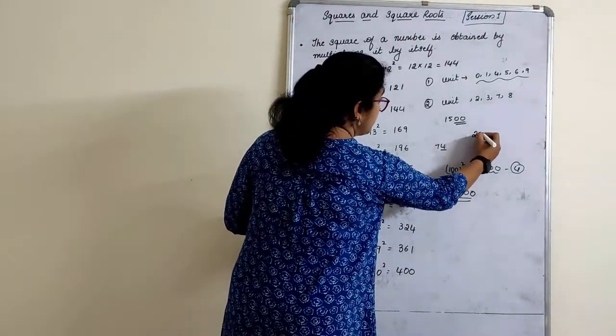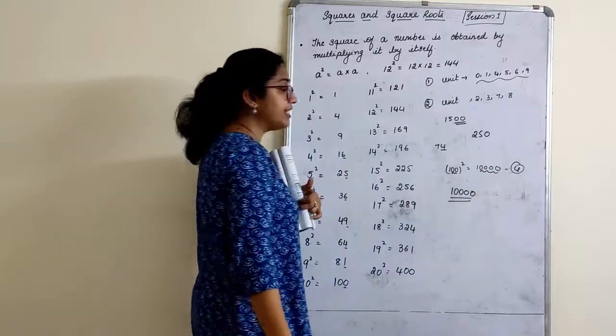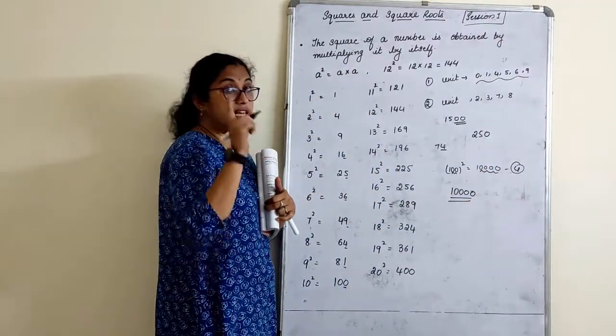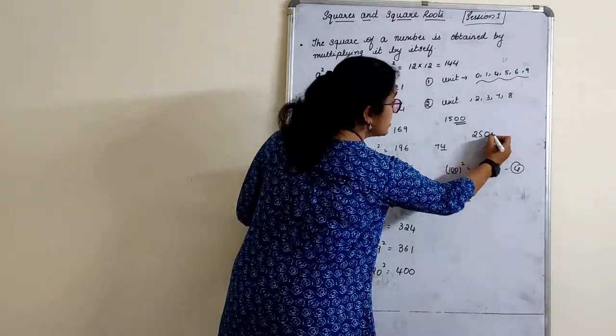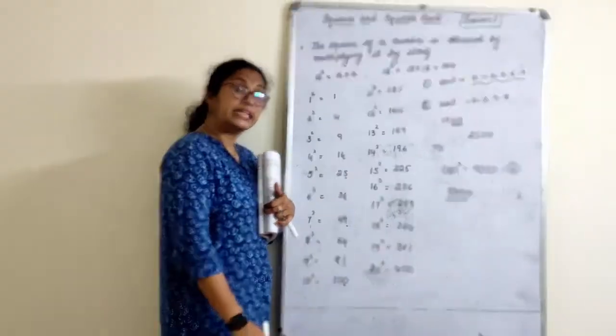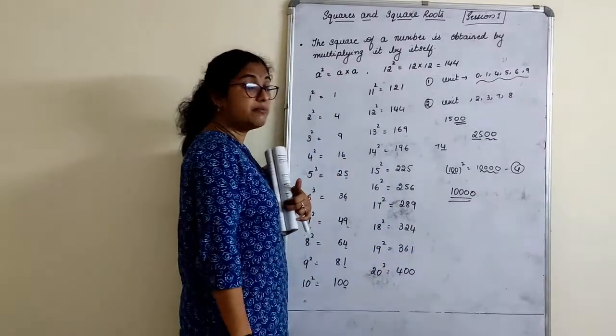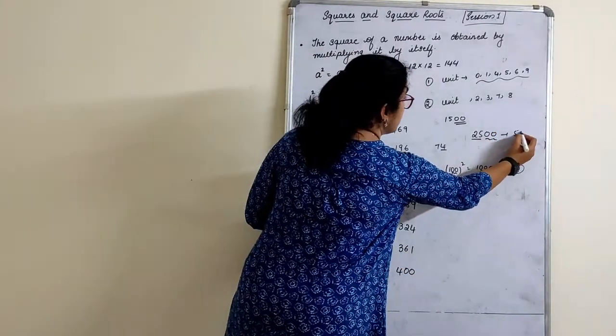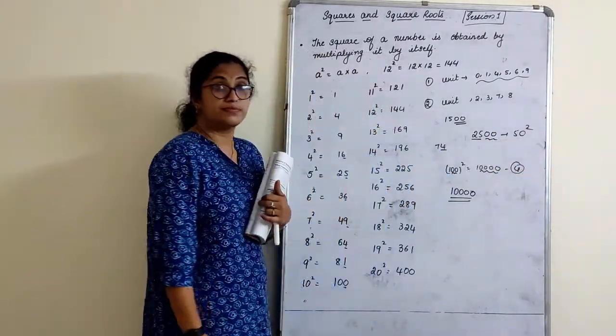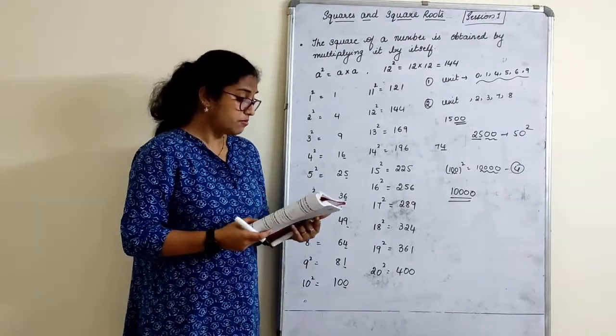Now 25 is a perfect square, right? Is 250 a perfect square? No, because it has an odd number of zeros. Is 2500 a perfect square? Yes, because 25 being a perfect square, it has an even number of zeros, so it is nothing but 50 squared. Understood this point? Next one.